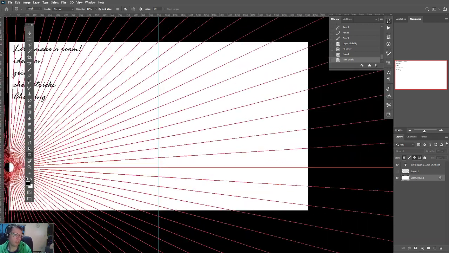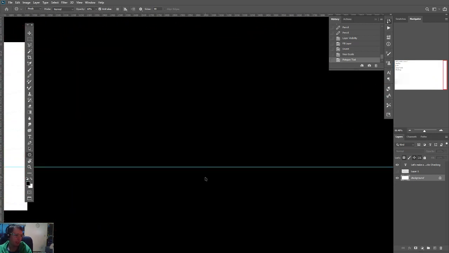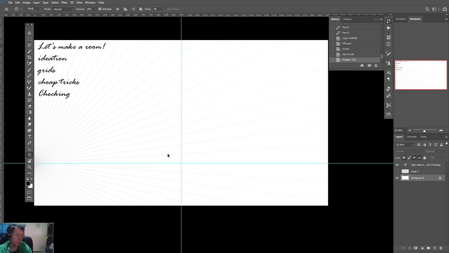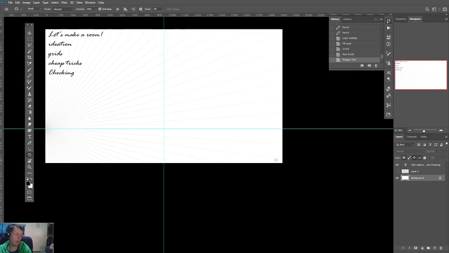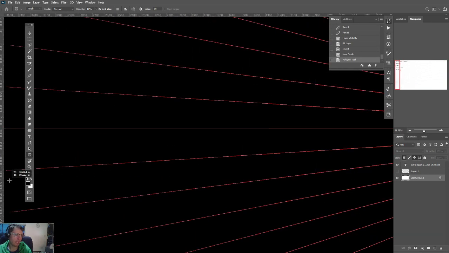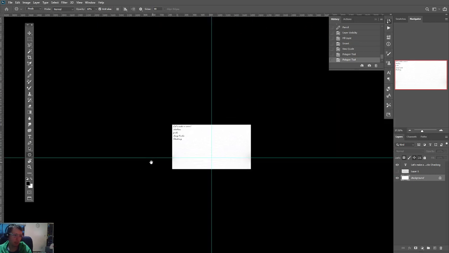And now I go wee. And I have this set. I'm using the shape tool set to pixels, so it automatically pops in there. Wee. Cool.